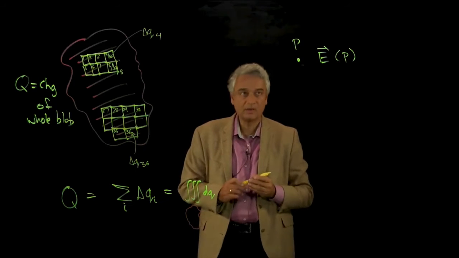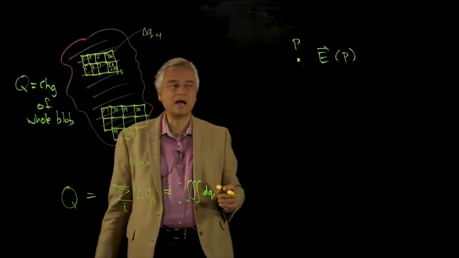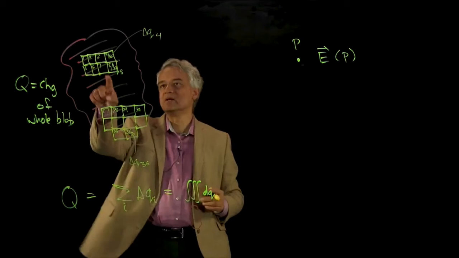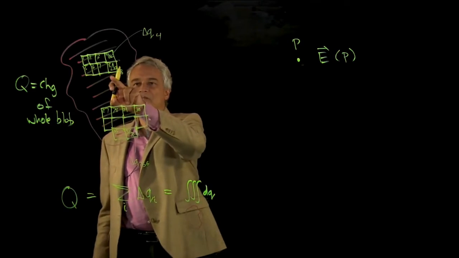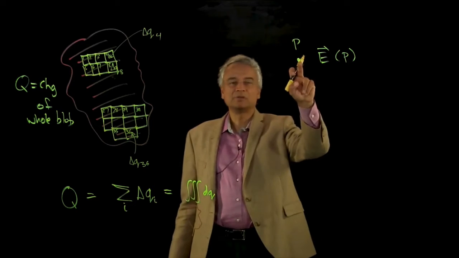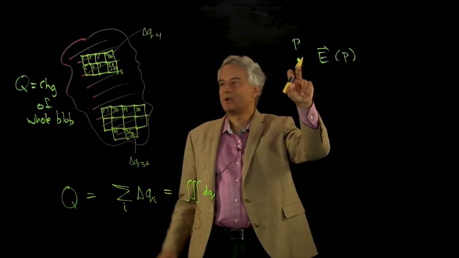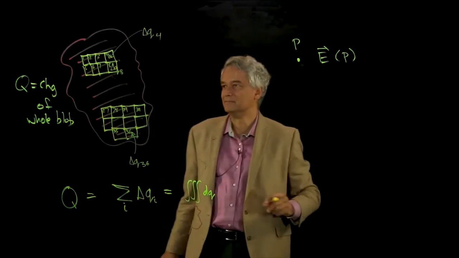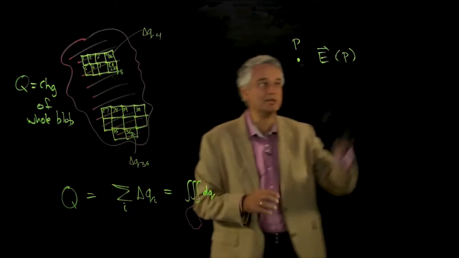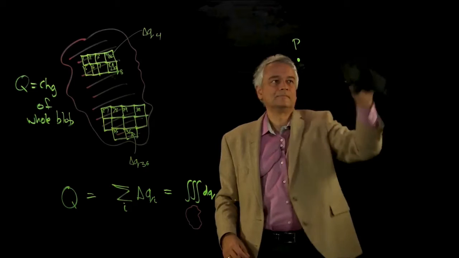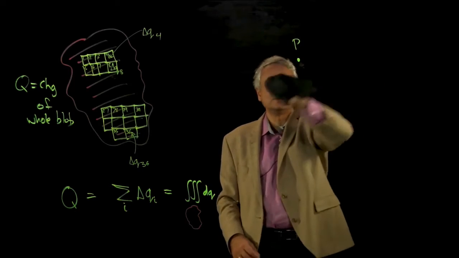So what do I do? Well, first I ask, let's pick one of these cells. Let's pick cell 8 here. I've got a charge delta Q8 right here. What's the electric field made at the point P by the charge delta Q8? So we know how to do that. We use Coulomb's law, as we've learned how to do.